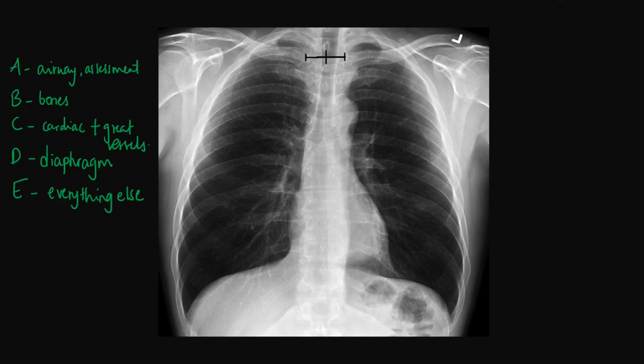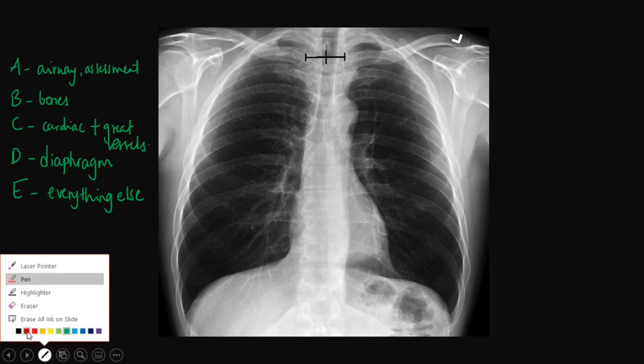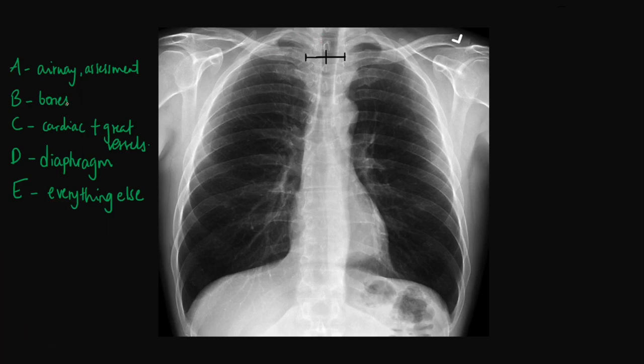So this is a PA film, and many people have different methods of interpreting the X-ray, and I've got the most common one used, which is the ABCDE method, and some people use F and G, but for simplicity I've decided to add everything else in the E category. So if you have a systematic approach, you're going to be thorough and not going to miss out any important things.